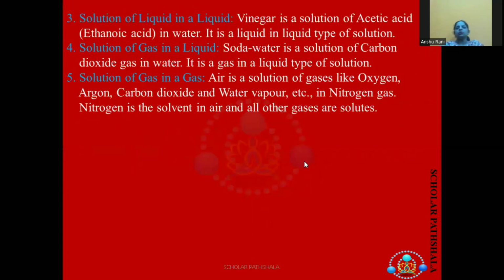Then we have solution of liquid in liquid. Like you are adding lemon juice in water, you are adding vinegar in water.